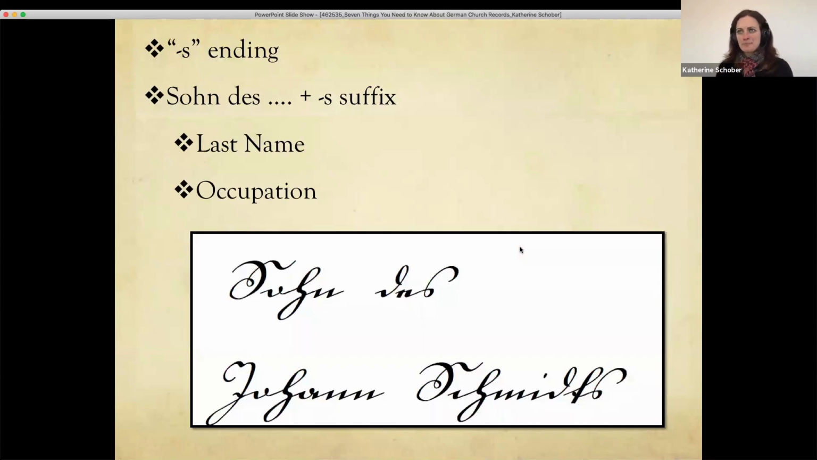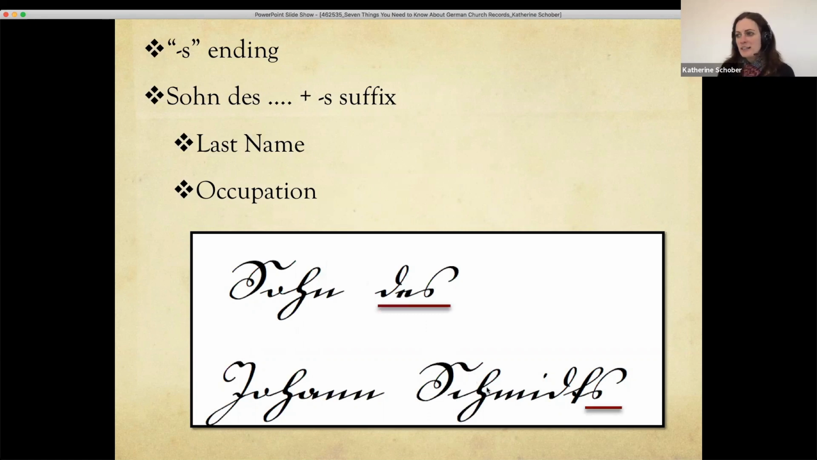For example, whenever you have a des, an S will need to either attach to the last name that follows the des, so maybe that father's last name, or to that father's occupation after the des. So here we have Sohn des Johann Schmitz, son of Johann Schmitz.